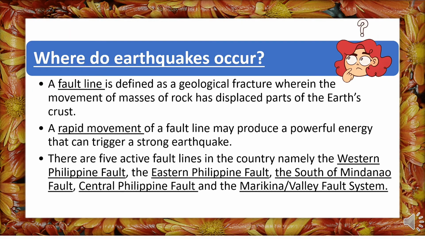Where do earthquakes occur? A fault line is defined as a geological fracture wherein the movement of masses of rock has displaced parts of the Earth's crust. A rapid movement of a fault line may produce a powerful energy that can trigger a strong earthquake. There are 5 active fault lines in the country, namely the Western Philippine Fault, the Eastern Philippine Fault, the South Mindanao Fault, Central Philippine Fault and the Marikina Valley Faults.